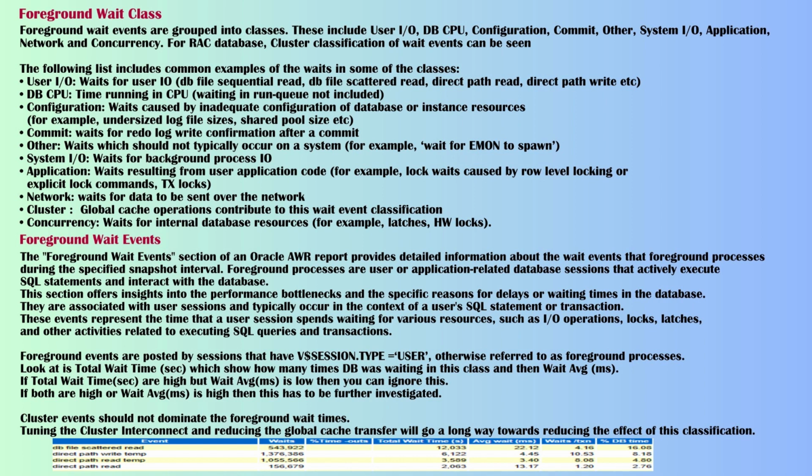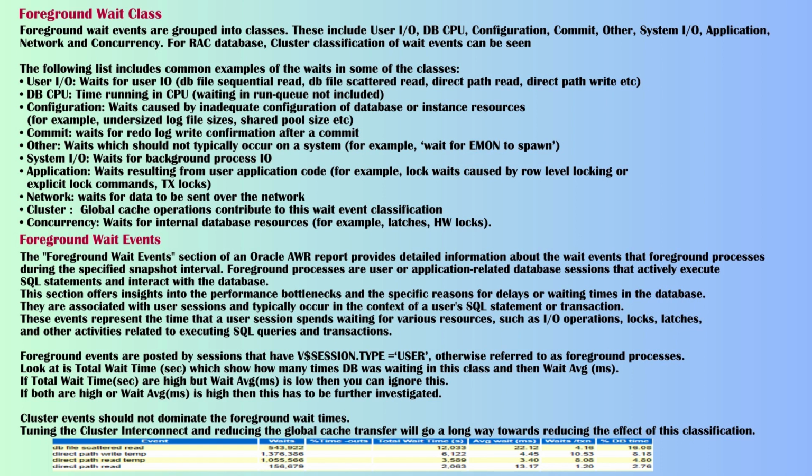User I/O, waits for User I/O, DB file sequential read, DB file scattered read, direct path read, direct path write, etc. DB CPU, time running in CPU, waiting in run queue not included. Configuration, waits caused by inadequate configuration of database or instance resources, for example, undersized log file sizes, shared pool size, etc. Commit, waits for redo log write confirmation after a commit. Other, waits which should not typically occur on a system, for example, wait for EMON to spawn. System I/O, waits for background process I/O.